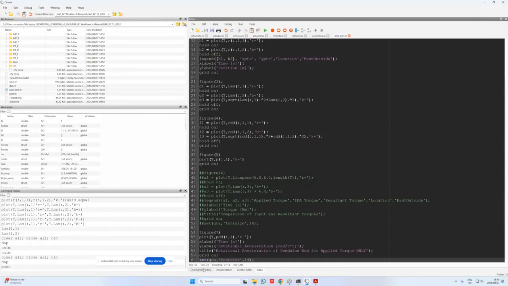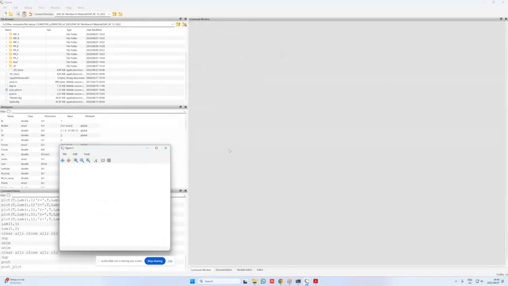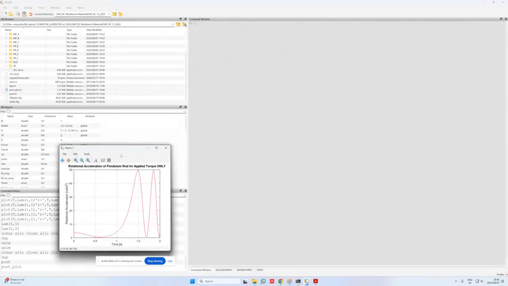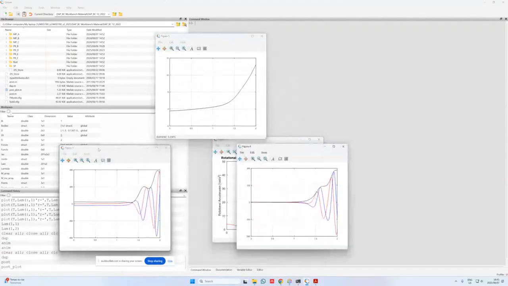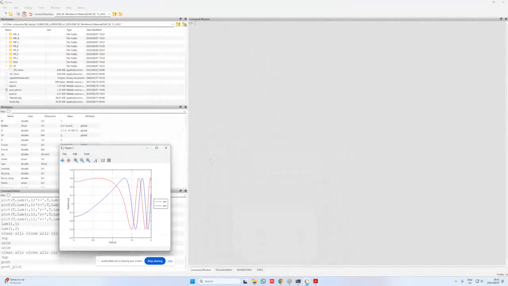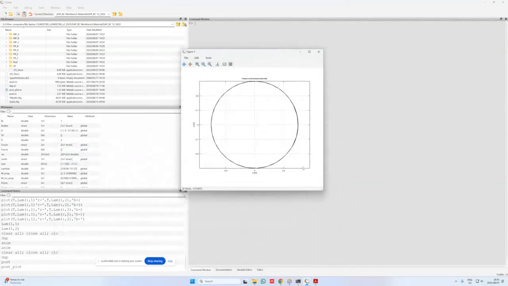So I'm simply going to type in post_plot over here, and now you'll see it generates all of the different figures. Starting off, let's have a look at figure 1, which is the coordinates of the system. This is more or less as expected. We can indeed see that the pendulum rod is now following a full circular rotation, and it's making a bunch of revolutions due to this applied torque to the system.